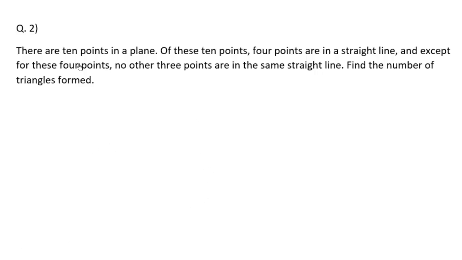Now let's take the next question. Here it says that there are 10 points in a plane. Of these 10 points, 4 points are in a straight line, and except for these 4 points, no other 3 points are in the same straight line. That means out of these 10, 4 are collinear, and of the rest 6 points, no three are collinear. We need to find the number of triangles formed.